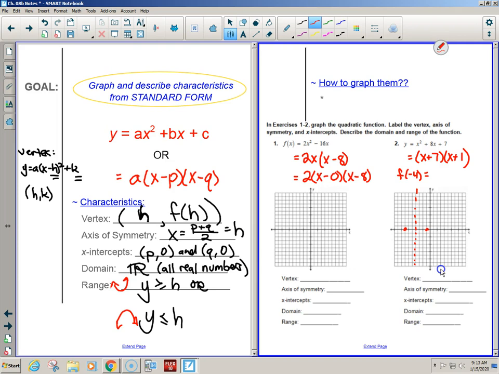Did you get written down for number 2, and I'm going to have you try number 1 on your own. Did you write down for x-intercepts negative 7, 0, and negative 1, 0? Did you get that on number 2? Good question. Where did I get it from? X-intercepts always come directly from up above. So, not here, but did you factor it? There's the negative 1, there's the negative 7. You see it? Signs are backwards.